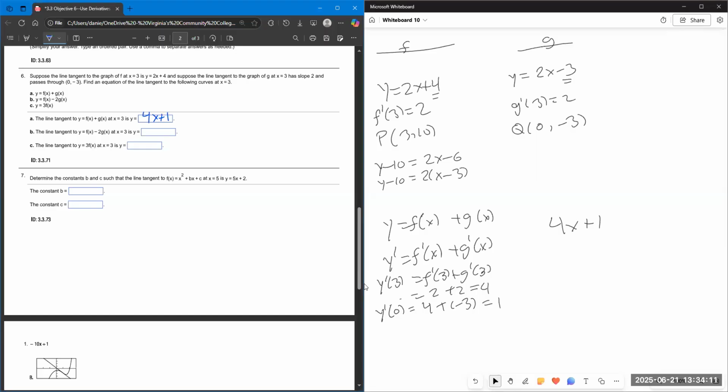Let's write some of this information down here so I can reuse it. So y equals 2x plus 4. F prime of 3 is 2 at the point (3, 10) if I need it. And y of 0 here is 4. And I have y equals 2x minus 3. F prime of 3 is 2. This point is (0, -3), and y of 0 here is -3. All right.